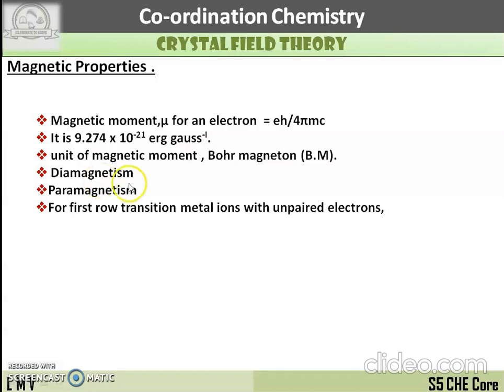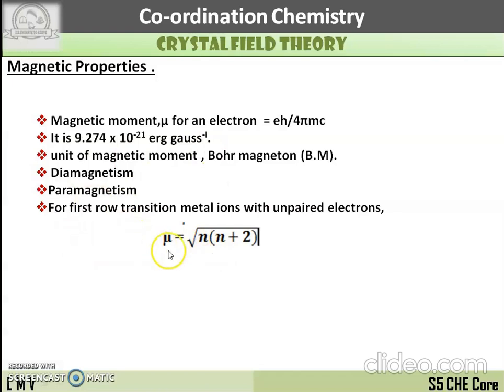Diamagnetism occurs when all the electrons are paired up, so that these substances are easily repelled by a magnet, and paramagnetic substances are those where there are unpaired electrons and they are attracted towards a magnet. So we can use CFT, crystal field theory, to explain these properties of a complex.